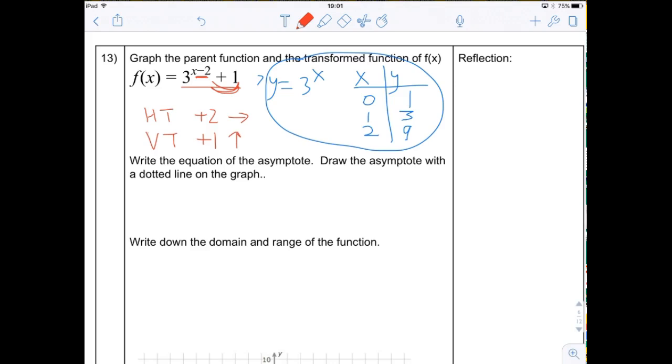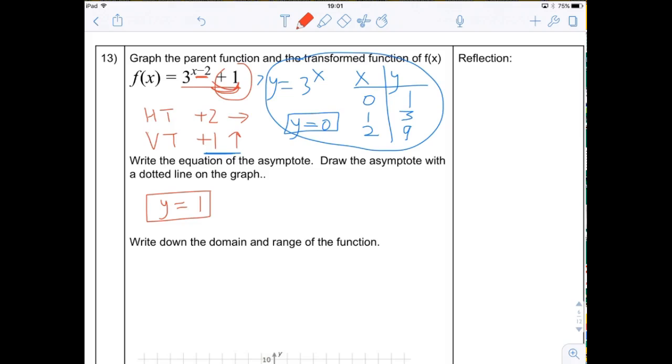Write the equation of the asymptotes, draw the asymptote with a dotted line on the graph. Okay, if you remember, the asymptote of the exponential function is the k value here. Okay, because normally when you have an exponential function, the parent function, the asymptote is y equals 0. Okay, and then whenever you translate it vertically, then you're going to add the k value to that. So the equation of the asymptote instead of y equals 0 is going to be y equals 0 plus 1, which is y equals 1. Okay, so that is the equation of the asymptote.